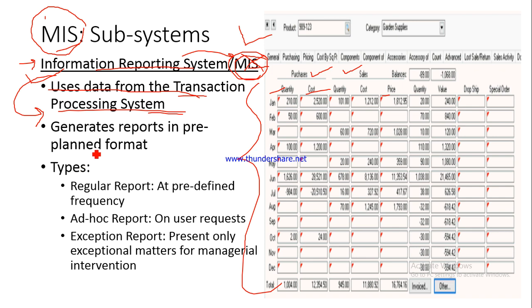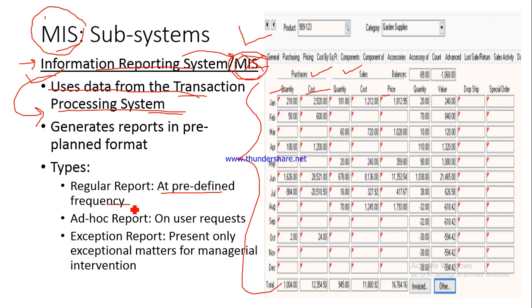So these different types of reports could be there. The regular report, which has to be produced at a predefined frequency. For example, if you go to a bank, what you will find at the end of the day, a regular report would get generated which will actually summarize all the accounts that were opened, and the accounts would be categorized category wise or gender wise or age wise also, right? So these are regular reports that get generated.